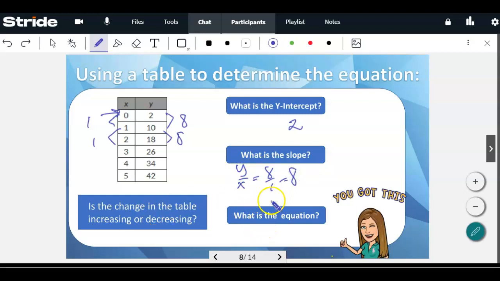So what is the equation? Remember, you're going to put it all together. Y equals mx plus b. So m is our slope, b is our y-intercept. So there's the equation. Question here, is the change in the table increasing or decreasing? If it's a positive slope, it's increasing. So that one would be increasing here.